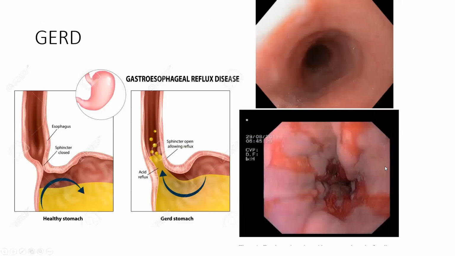So what's it look like? Well, here we see a healthy esophagus over here on the right at top, and here's one that's been burned by acids, simply because the reflux, the movement of the stomach acids and the juices up into the esophagus, is going to burn the lining.